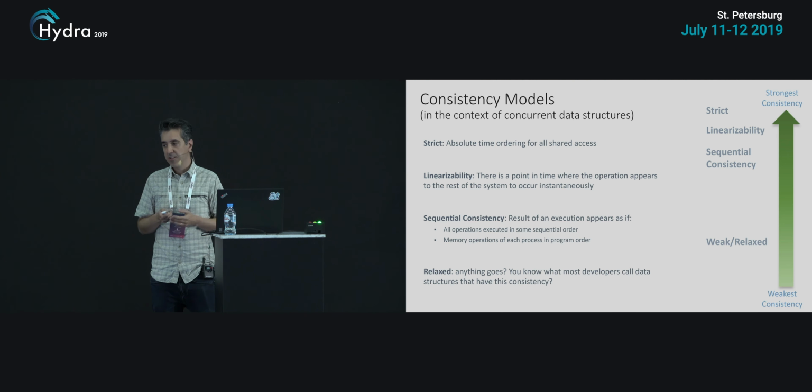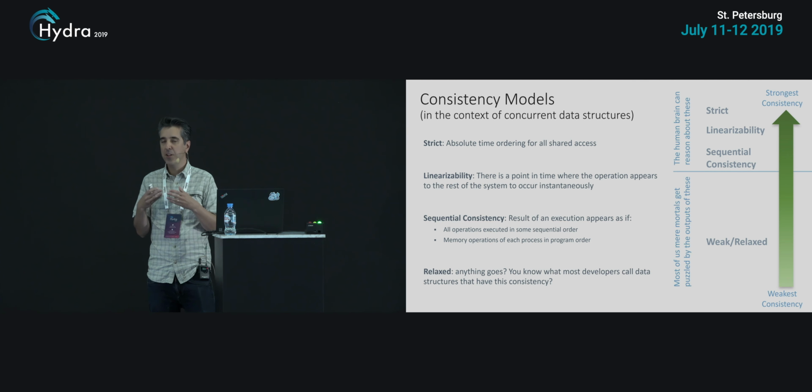And there are a lot of consistency models, and none of them is right or wrong, although linearizability is way easier to prove correctness for in academic proofs. But none of them are wrong. It's just a matter that we focus on linearizability because it is very easy compared to the other ones below it. It's very easy to reason about for us humans.